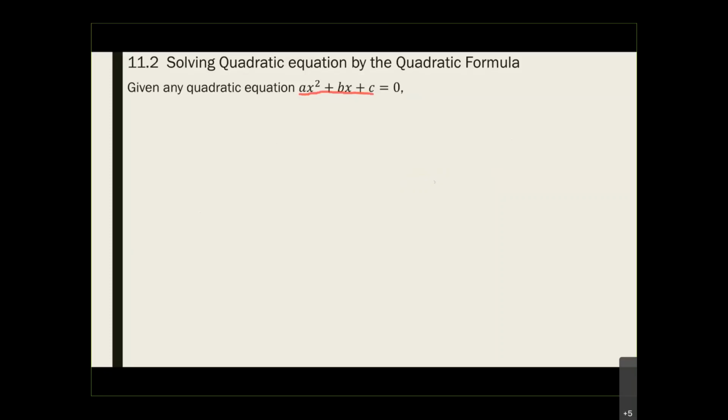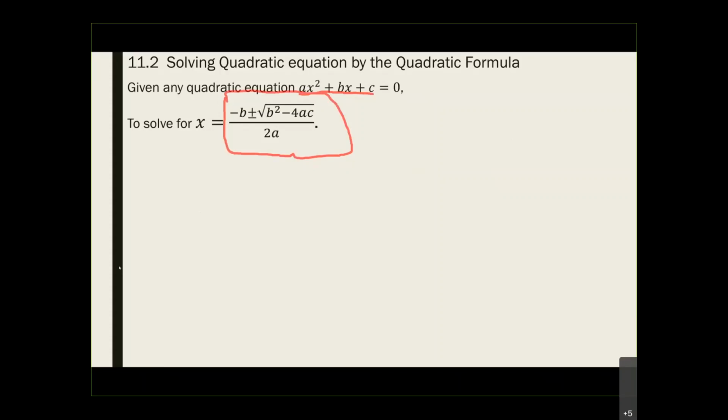If you have a quadratic, we don't always have to factor it out. Now we have a quadratic formula so that we can solve for x. Our goal is to solve for x, and there's a quadratic formula that we can use. This is your quadratic formula, ladies and gentlemen: x equals negative b, plus or minus the square root of b squared minus 4ac, all divided by 2a.